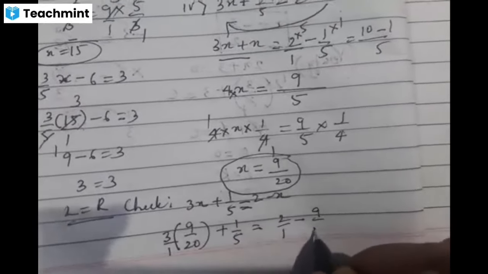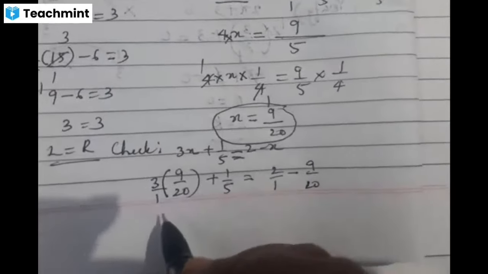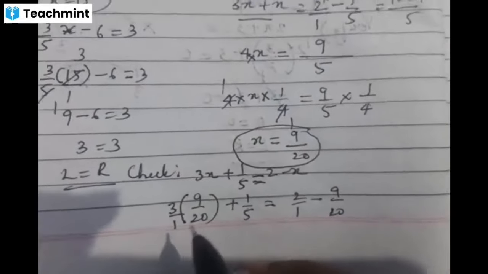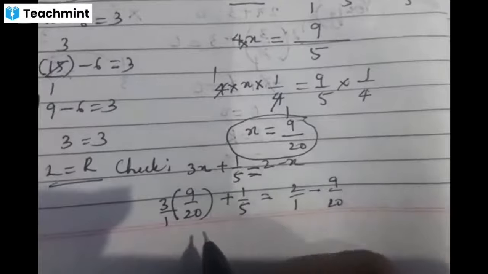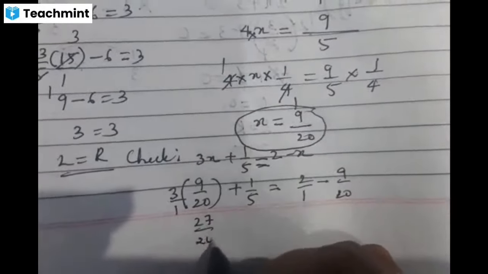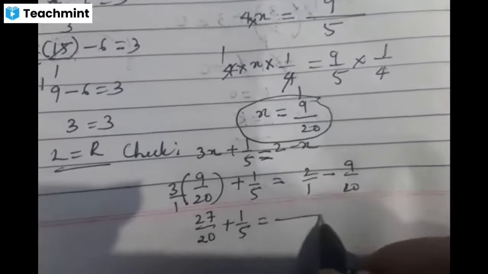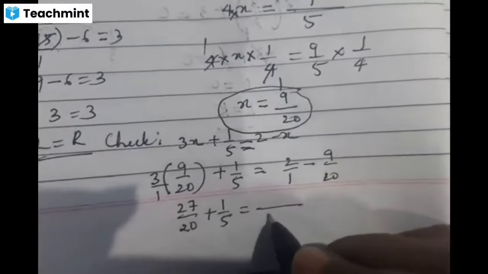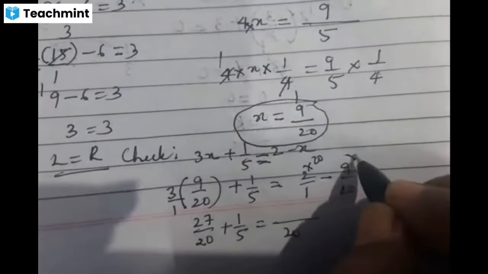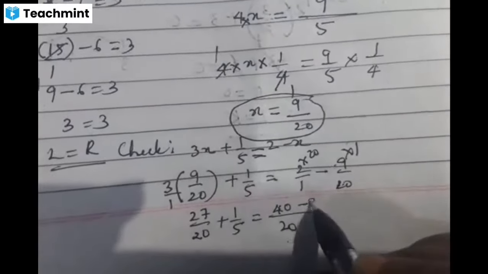Minus x means what, children? 9 by 20. Now, you have to observe whether any cancellation is possible. If it is not possible, we just multiply. 9 threes are 27 divided by 20 plus 1 by 5 is equal to, here in the right hand side, 1 and 20 LCM is 20. 1 how many times? 1 20s are 20. 2 1s are 2, 2 20s are 40 minus 9 ones are 9.